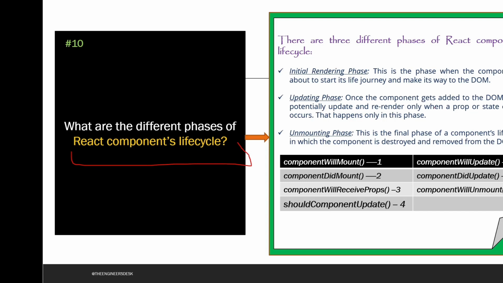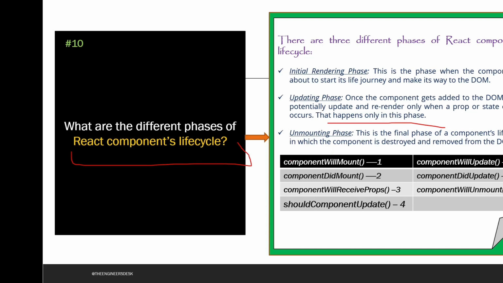The second phase is the updating phase. Once the component gets added to the DOM, it can potentially update and re-render only when a prop or state change occurs. That happens only in this phase, so all the updates are taken care of in the updating phase. The last is the unmounting phase, the final phase of a component lifecycle, in which the component is destroyed and removed from the DOM.